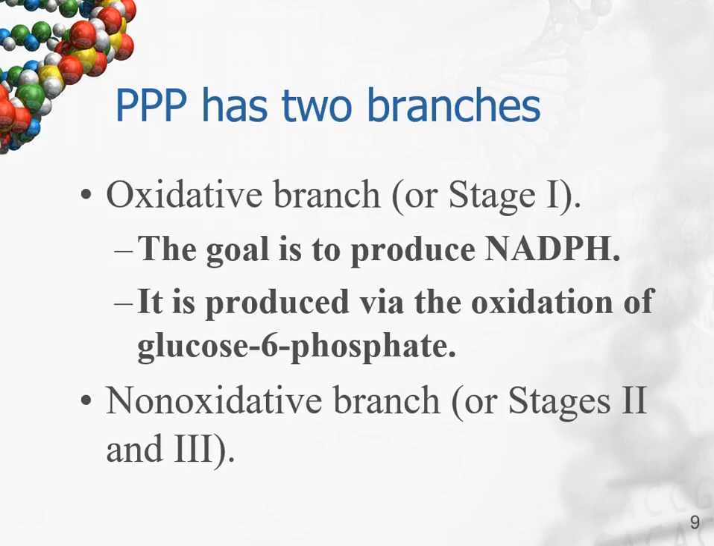In the first video, I explained the introduction to the pentose phosphate pathway and described its products. In this video, I will explain how the oxidative branch, or stage 1, of the pentose phosphate pathway operates. Again, here the goal is to produce NADPH from the oxidation of glucose 6-phosphate.